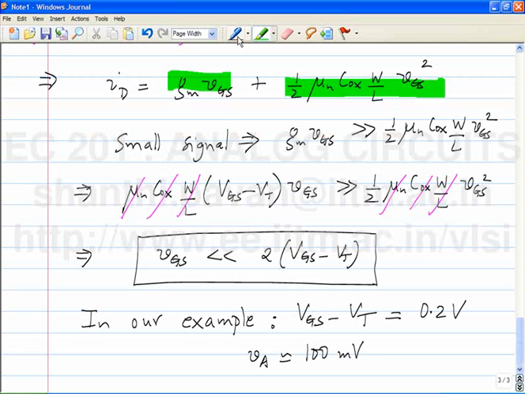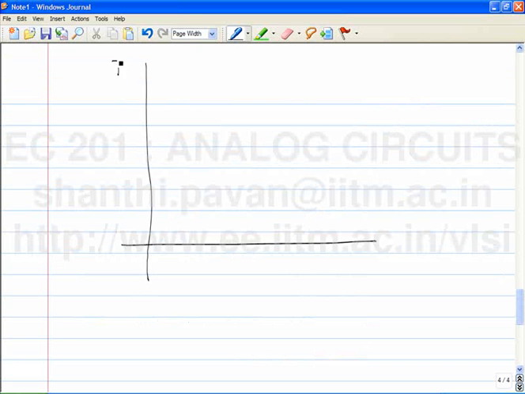Okay, so in other words, to draw a picture, if I plot ID of the MOSFET versus VGS in saturation, what kind of diagram will I get? Parabola. What will be the value at which the parabola will cross the x-axis? VT. So if VGS is less than VT, the current is 0. Beyond VT, it's a parabola like this. So you assume that this is a parabola. And this is our operating point.